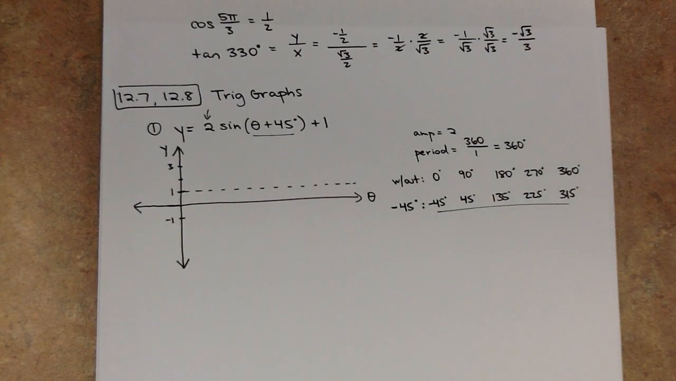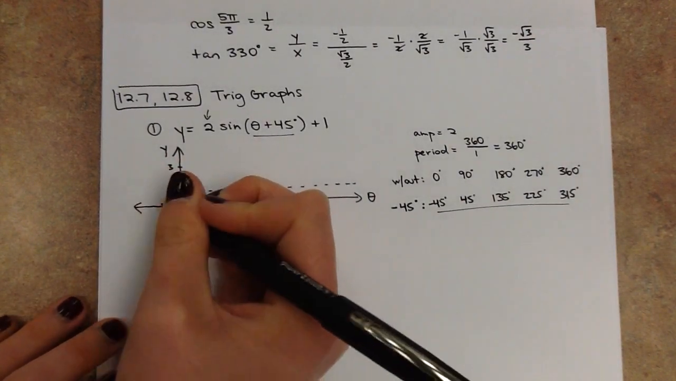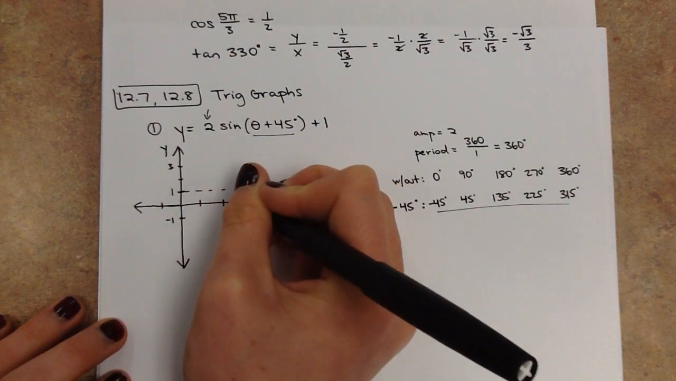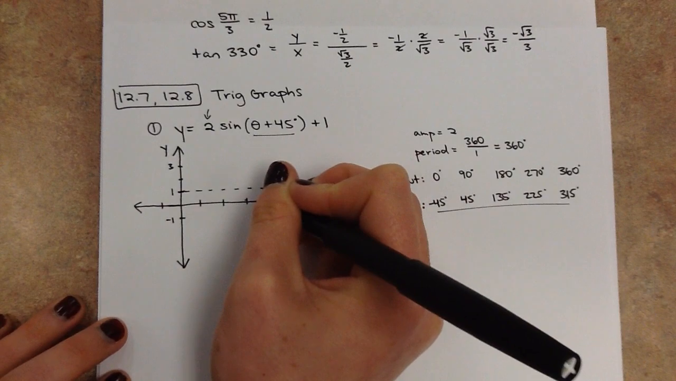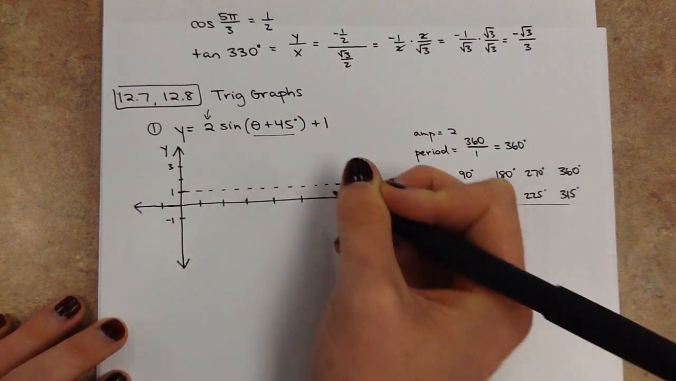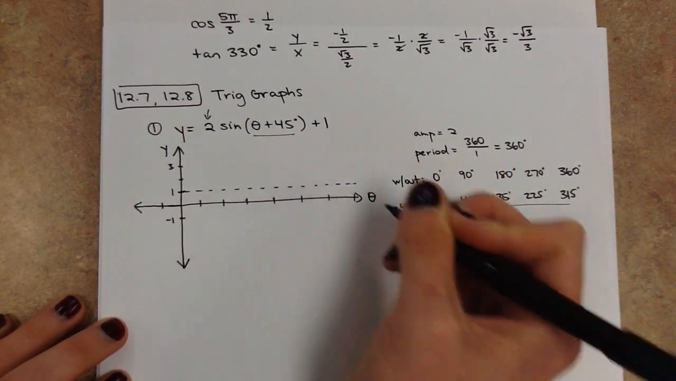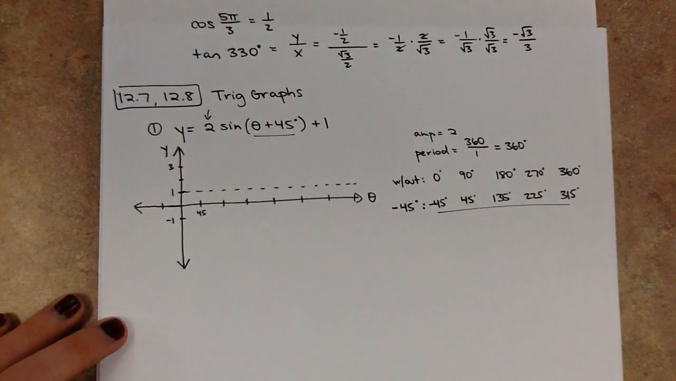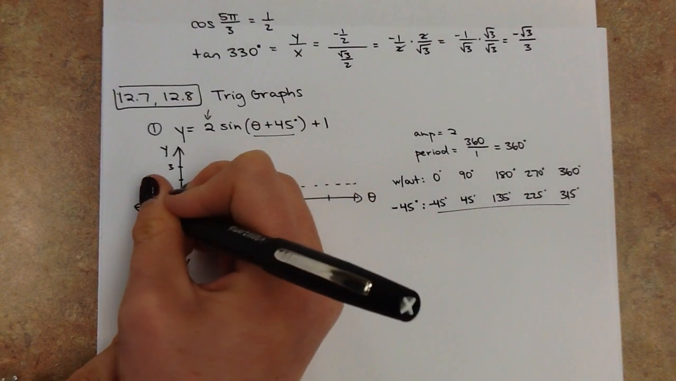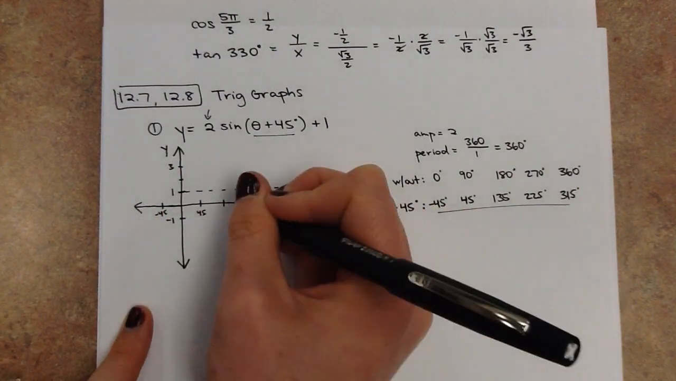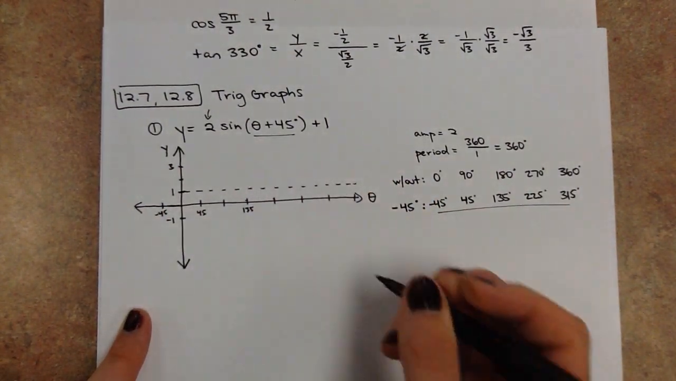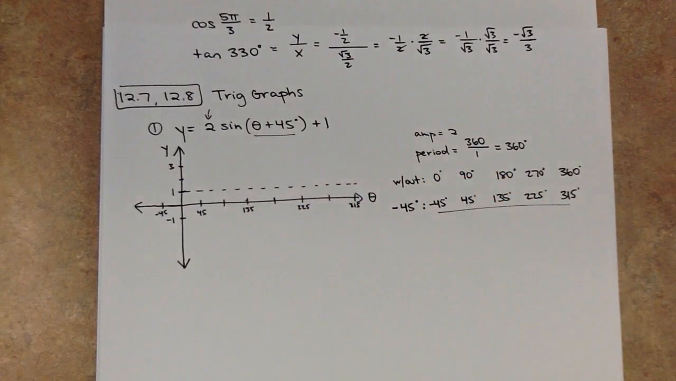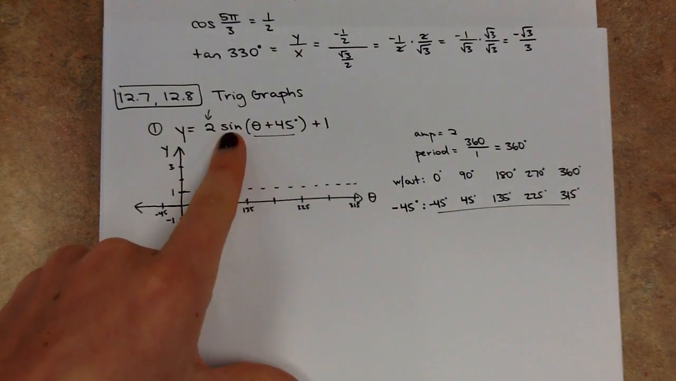Okay, so I'm going to go by 45s. So here's negative 45, positive 45, 90, 135, 180, 225, 270, 315. Okay, so I'm going in increments of 45 degrees. So that's 45. This is negative 45, 135, 225, and 315. Okay, now lastly, this is a sine graph.